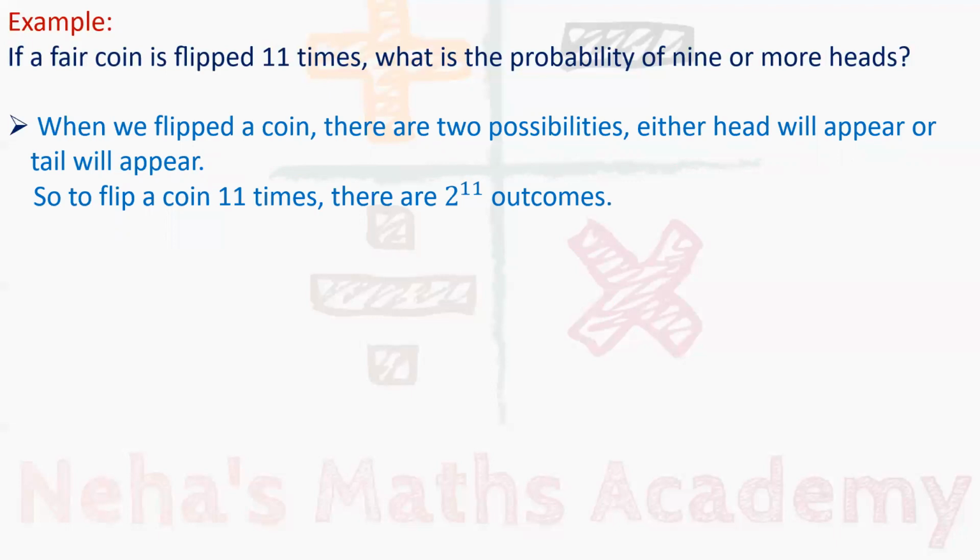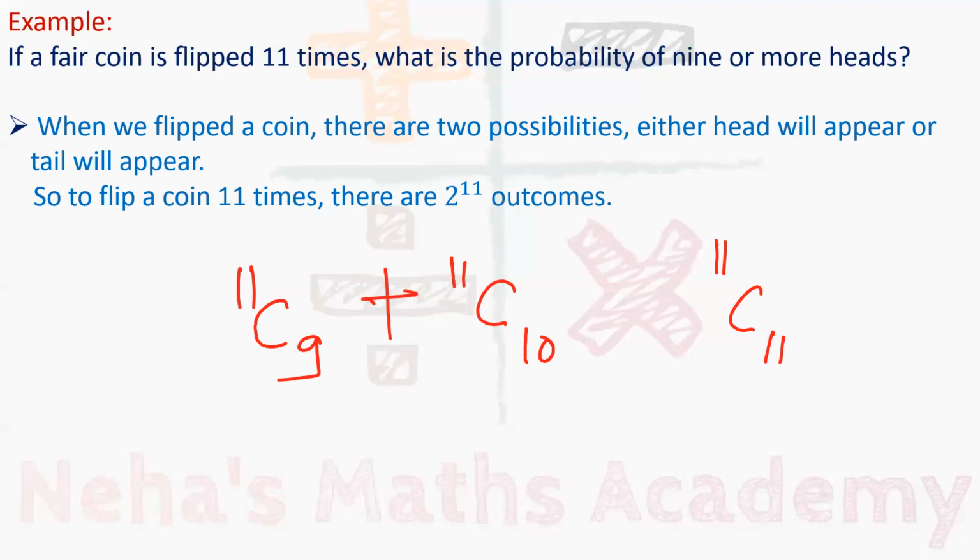So to obtain 9 heads out of 11, just choose 9 places out of 11. To obtain 10 heads, just choose 10 places out of 11, and for 11 heads, choose 11 places out of 11. That is C(11,11). It is nothing but one way. And either 9 heads will appear, or 10 heads will appear, or 11 heads will appear.